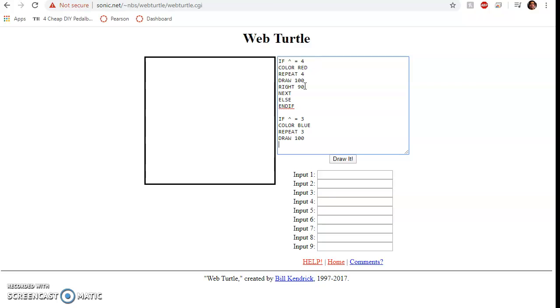Draw 100. Right 120. Next. Else if. So, we get nothing. We enter the number 4, we get a red square. Enter the number 3, we get a blue triangle.